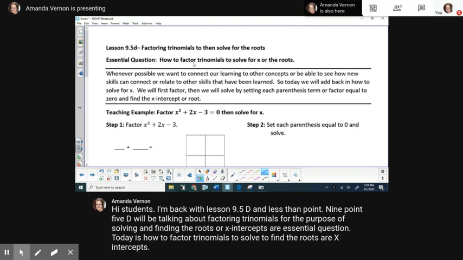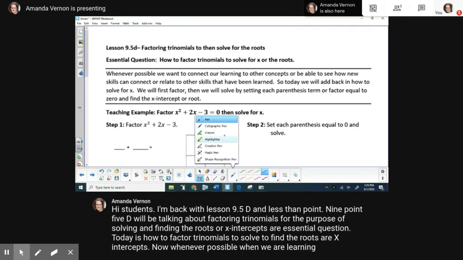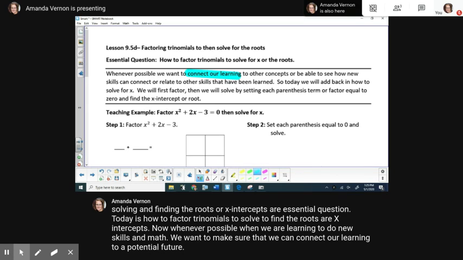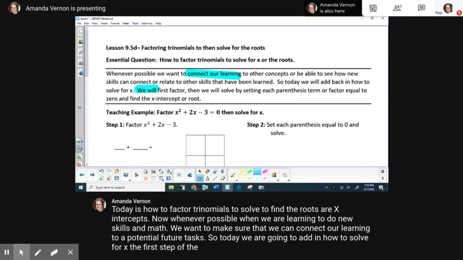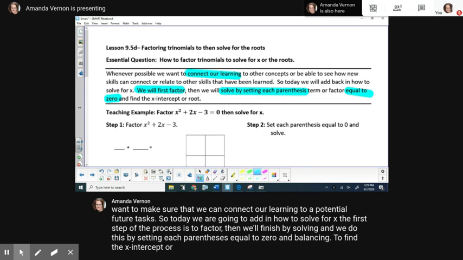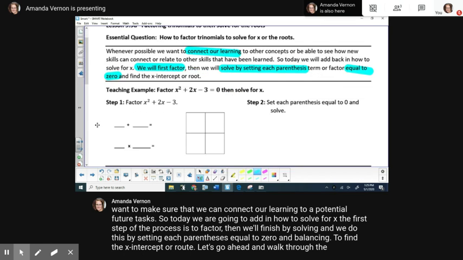Now, whenever possible, when we are learning to do new skills in math, we want to make sure that we can connect our learning to a potential future task. So today we are going to add in how to solve for x. The first step of the process is to factor. Then we'll finish by solving, and we do this by setting each parenthesis equal to 0 and balancing to find the x-intercept or root. Let's go ahead and walk through the process.